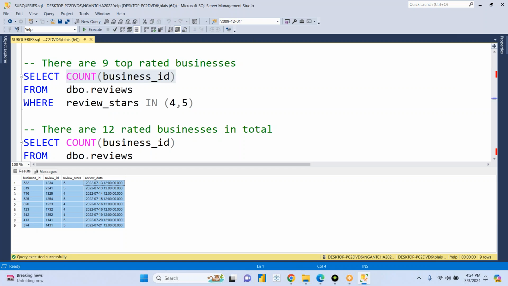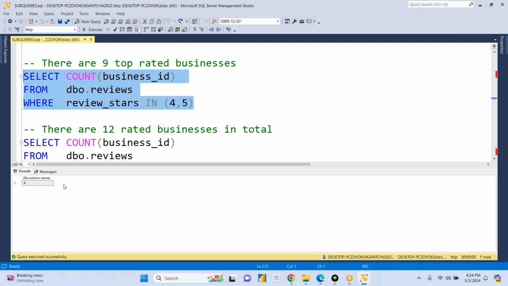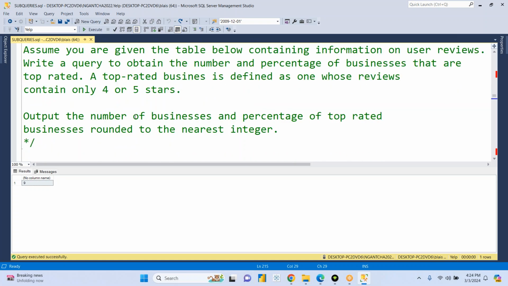Now back to this count. This just does the count. We're counting the businesses 1, 2, 3, all the way to 9. So these are the 9 businesses that have a 4 or 5-star review. Okay. Now let's go back to the question. So what are we supposed to do?